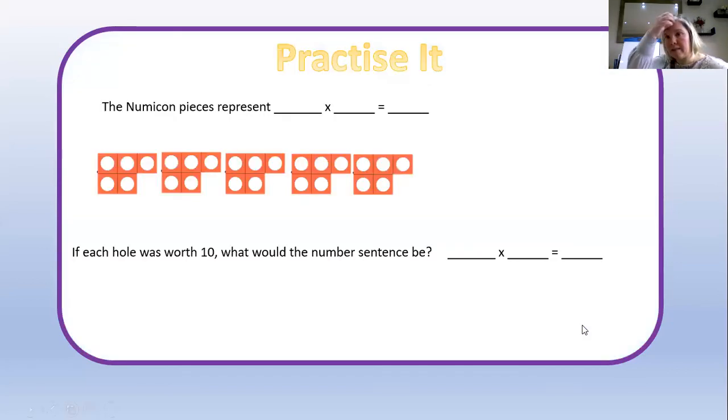Right, here is your practice it. First of all, I want you to tell me what that picture shows. What does it show? We know, because it's Numicon, that each of these holes is worth what? 1. So once you've done what that represents in your number sentence, if each hole was worth 10, what would your number sentence be and what would your answer be? Have a go.